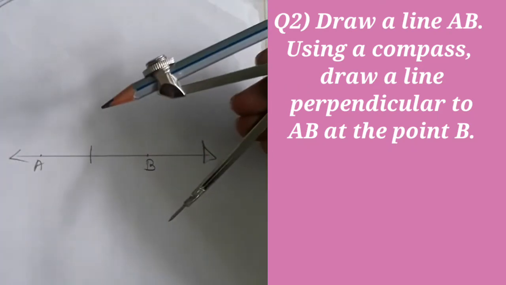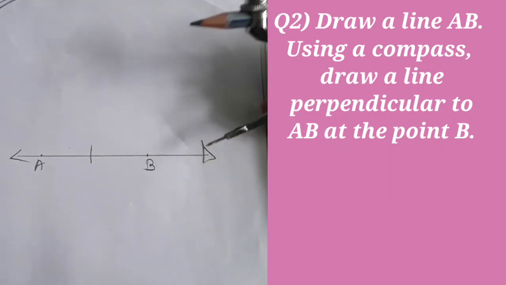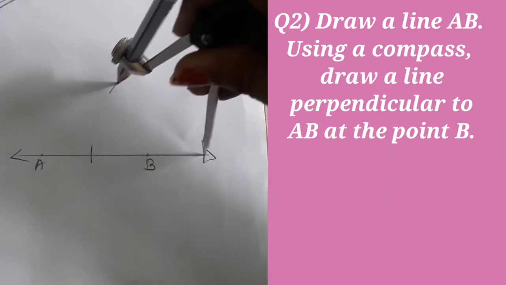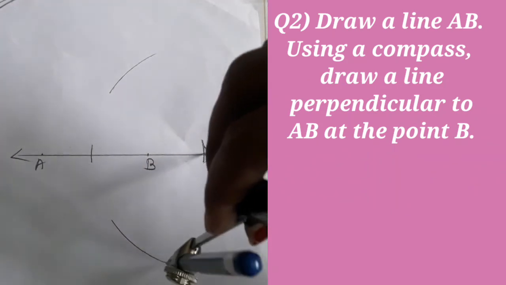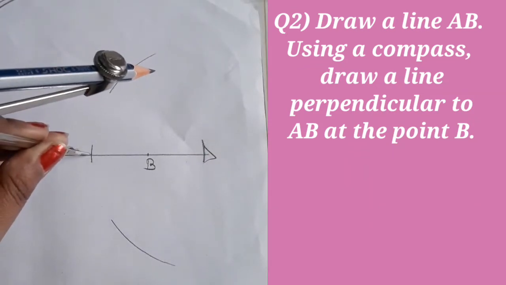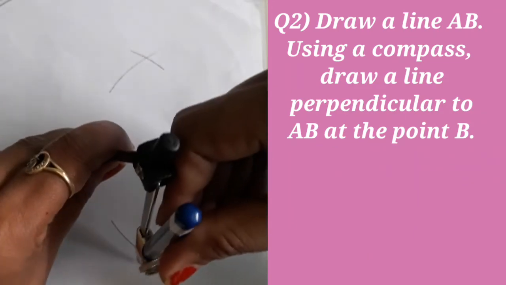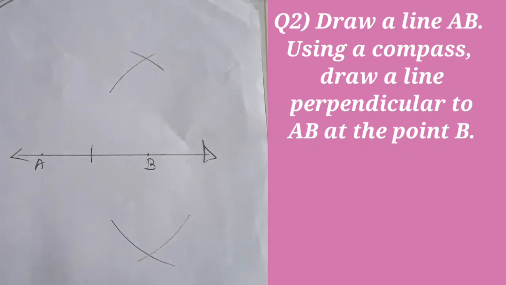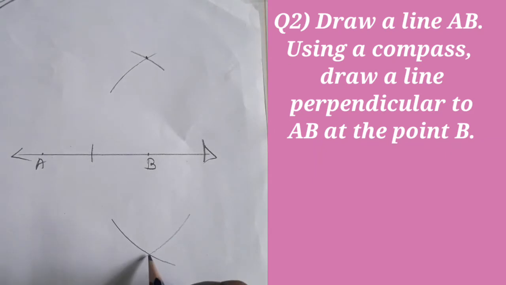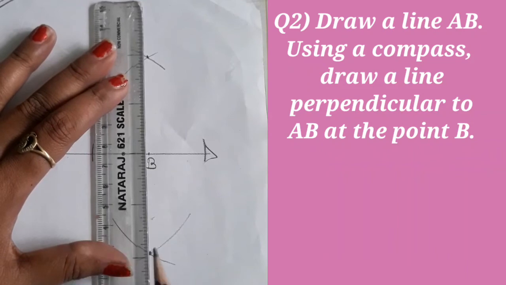Now take any small measurement from the compass, put the pointer on one arc, and make an arc, one up, one down. Now for the second arc we got over here, keep the pointer here, and cut this upward arc and downward arc. So here we got the intersection of these two arcs at the point, and join this point with B.